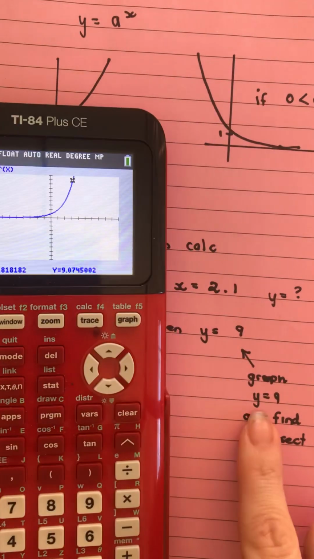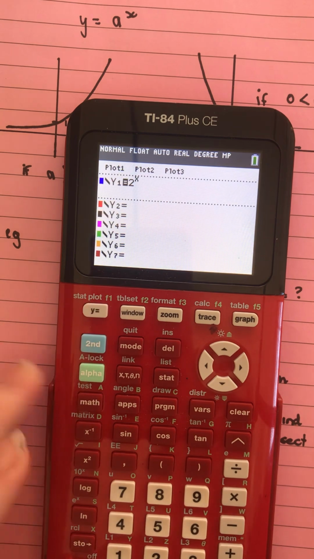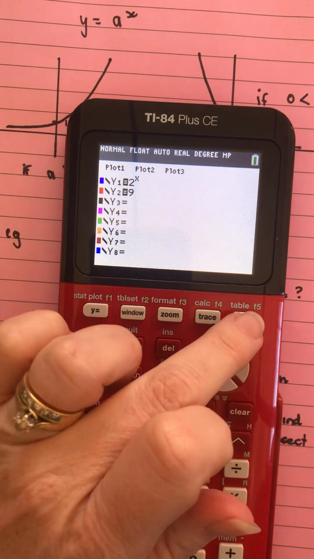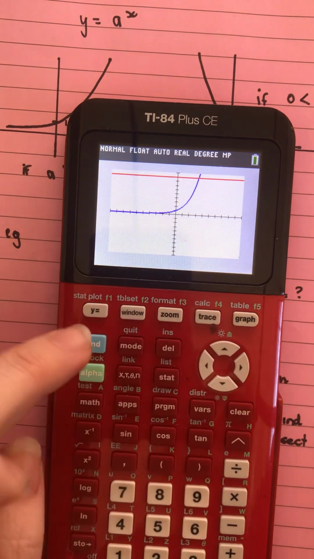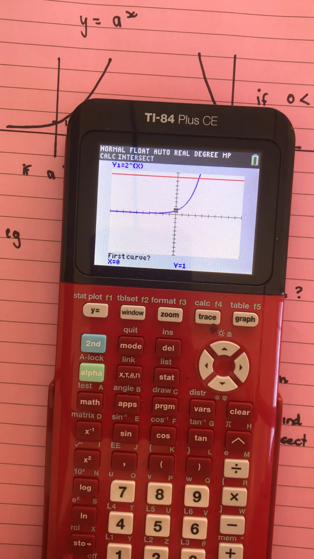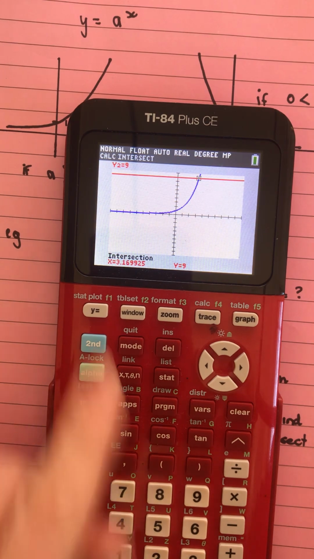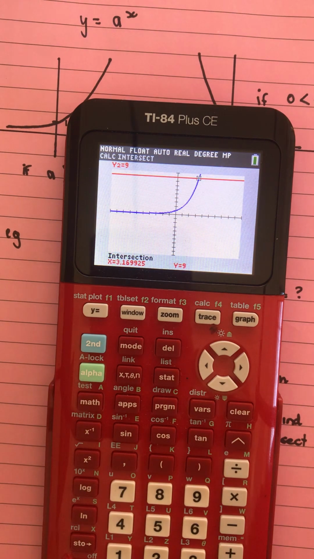So what we can do is put y equals 9 in. We can put our y equals 9 into here as well, and then see where those two lines cross. So we've got our y equals 9 there. We can use our calculator function, second trace intersect, and see where those two lines are going to cross. They only cross once, so we can say enter, enter, enter, and it comes up with the intersection of 3.1699, and we did see it was around that point when we put our trace on. So that's how we can use our calculator to do that. In my next video, I'm going to go into a bit of solving exponentials.